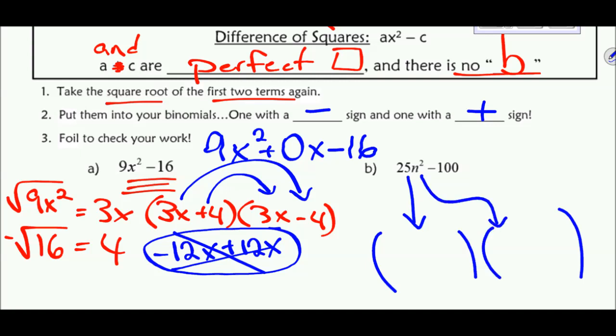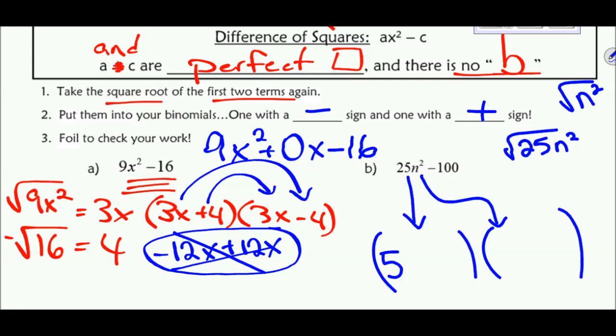Where are the first terms going to be on each of those? William, what's going to be the first term on that and the first term on that? A little bit more. You're right at the 5, but you're doing the square root of 25 n squared. What do you get when you do the square root of n squared?